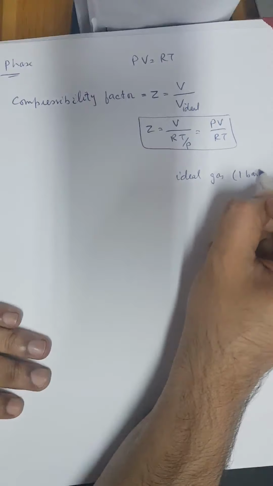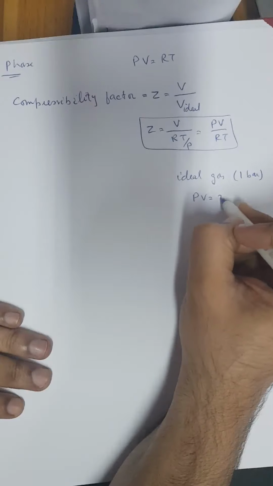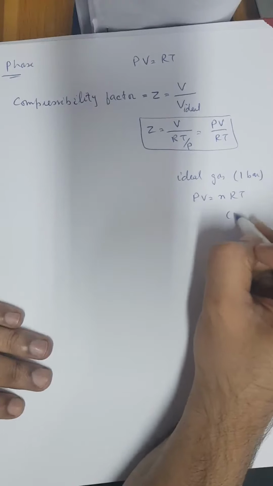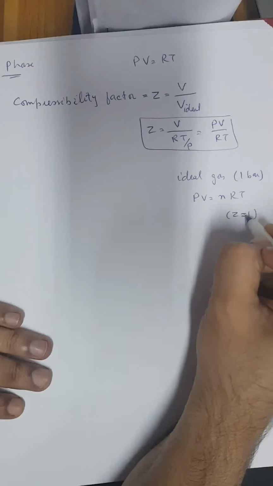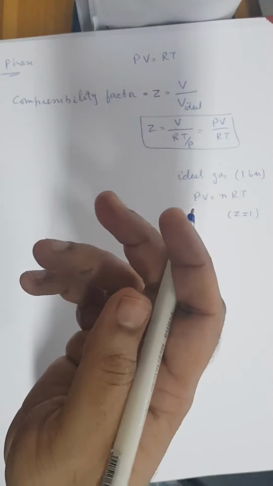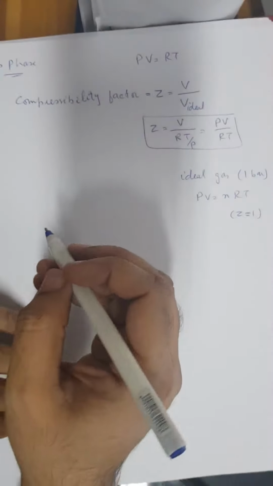At 1 bar, PV is equal to nRT, Z is equal to 1. Okay. And it can be less than 1, can be more than 1, because no gas is in an ideal state.